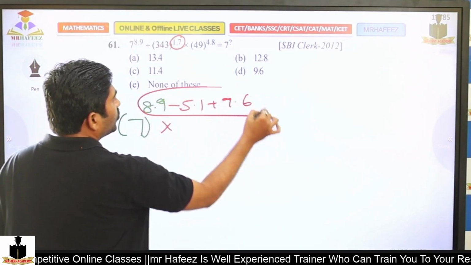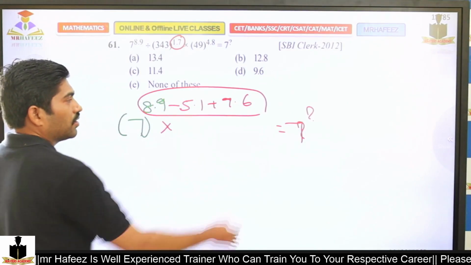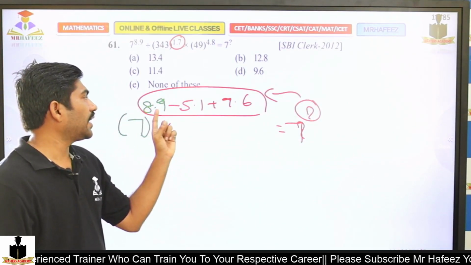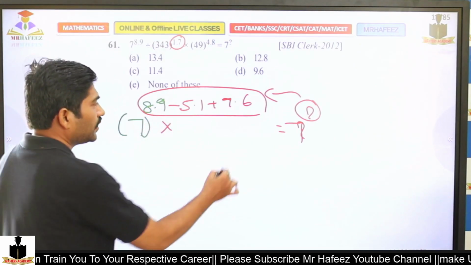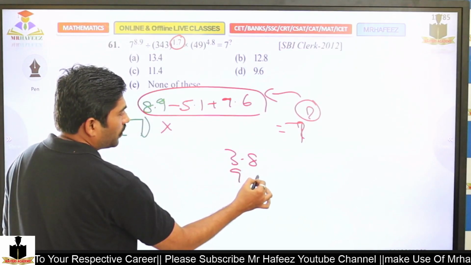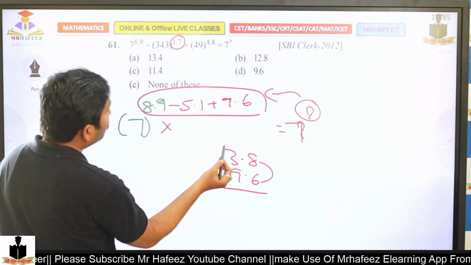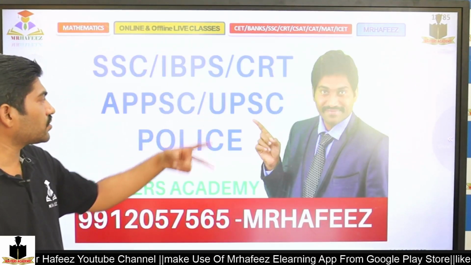So if I do that, that will be equal to the question mark, so this question mark is equal to this. So 8.9 and 5.1, if I subtract here it's 3.8, and 3.8 and 9.6, 8 and 6, it's a 4. Definitely the answer is 13.4. Moving to the next question.